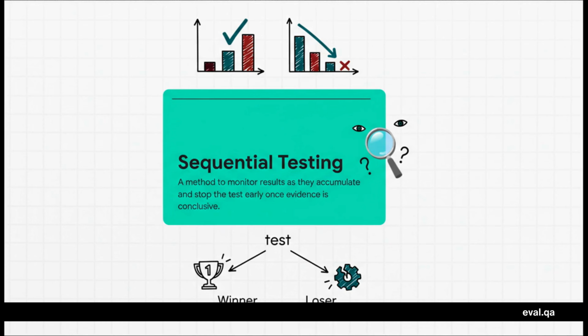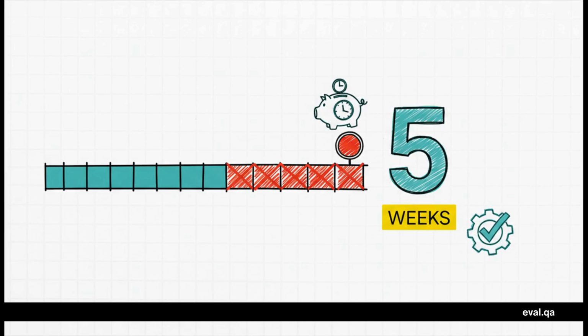This saves a ton of time and, just as importantly, it means fewer of your users are exposed to a potentially bad experience. And believe me, this isn't just theory. There was a fintech team testing a new compliance model. They had planned for a full 8-week test, but because they used sequential testing with clear stopping rules, they got a conclusive result in just 3 weeks. That's 5 weeks of engineering time and data collection that they just got back.